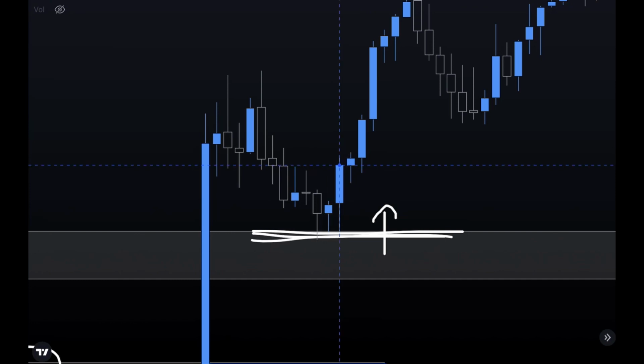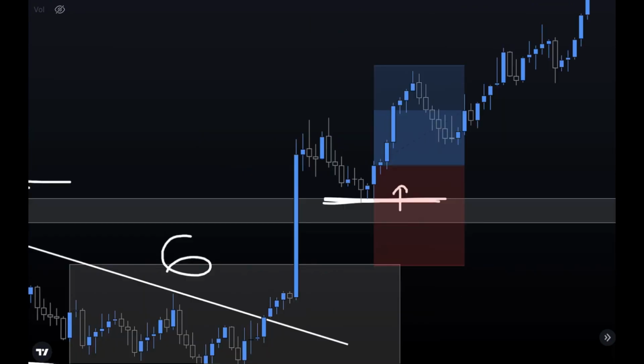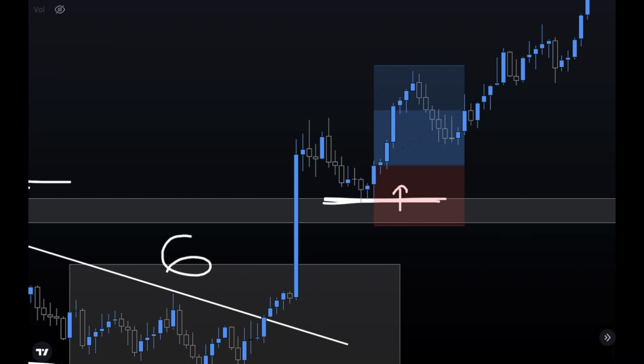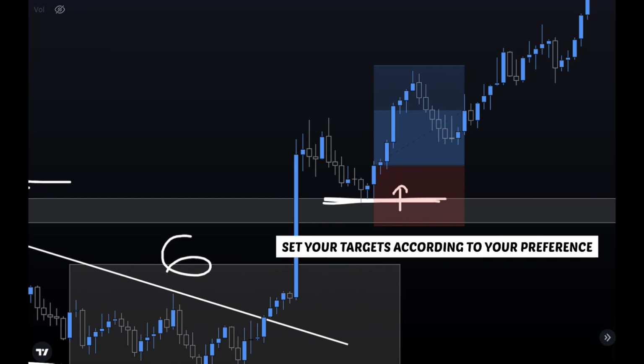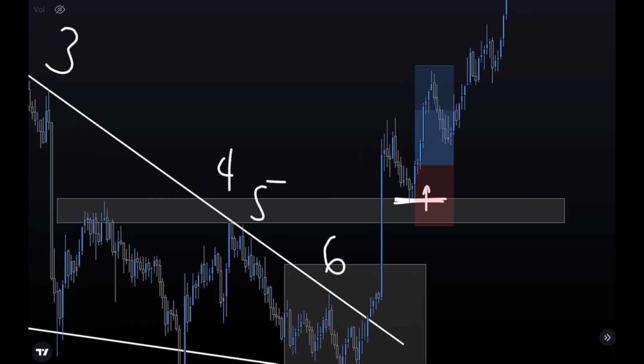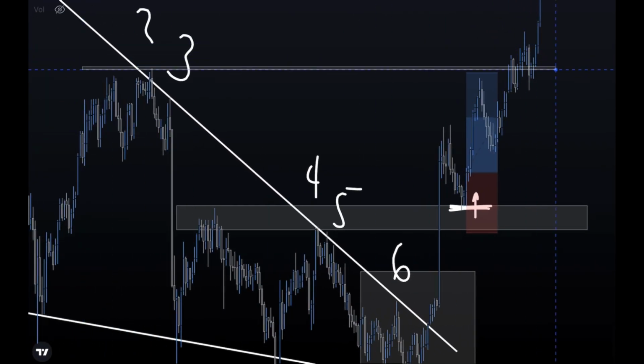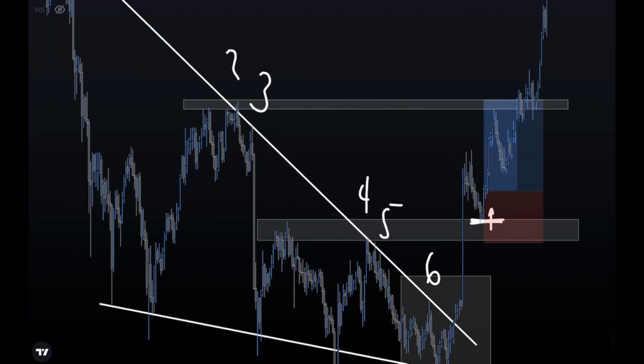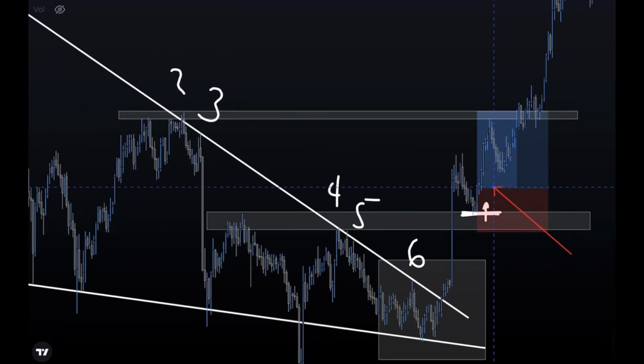Now we can enter our trade here. Set our stop loss at an invalidation point. So for me, I would put it here. And then as for the targets, I will leave it up to you. Whether you want a 1:3 ratio or 1:5, that will depend on your preference and risk tolerance. As for this example, I would set it based on the nearest next resistance for this to be a conservative trade.